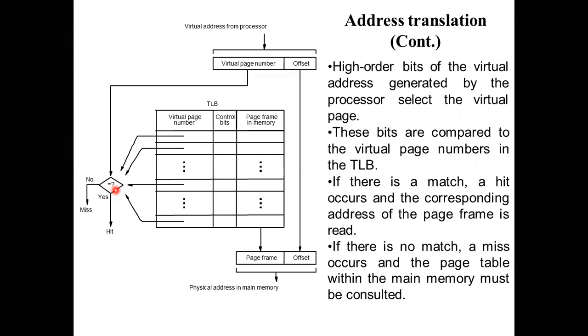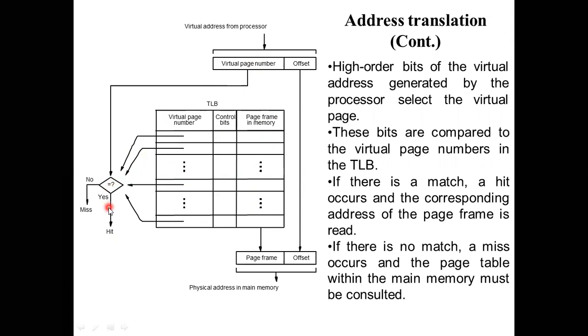So this has been discussed in this diagram. You will see over here, this is the TLB, translation lookaside buffer. Over here, these are some control bits, the virtual page number, and the page frame in memory. This is the virtual page number and the offset. In this way, it calculates whether this virtual page number and this particular value in the TLB are equal or not.